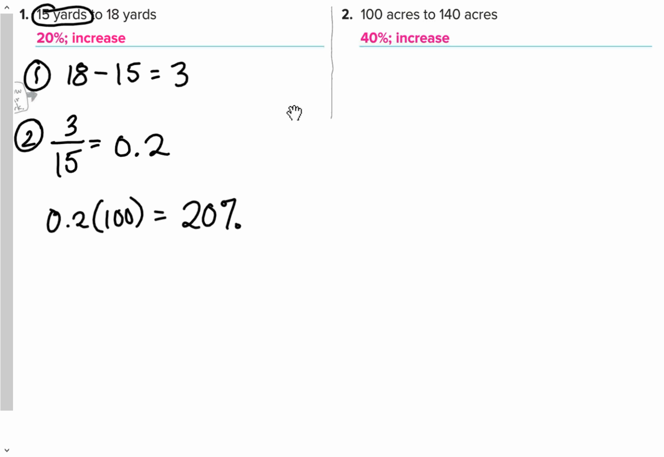And now we have to see whether it goes up or down. We went 15 to 18, so it was an increase. So you would just write increase.